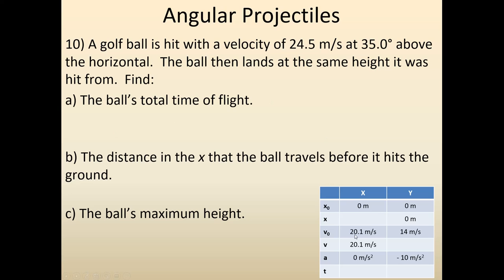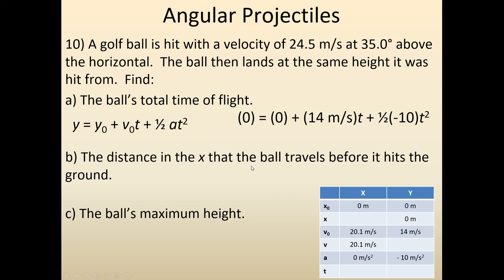So again, because of the components, I can plug those numbers into here. I know that it lands at the same height, so my final position is going to be 0. So to answer part A, where it says what's the total time in the air, because the x value is missing the final position, I know that the y value is going to be what I'm going to focus on. So I'm going to use the annoying x equation in the y direction, plug my numbers in, and I get 2.8 seconds.